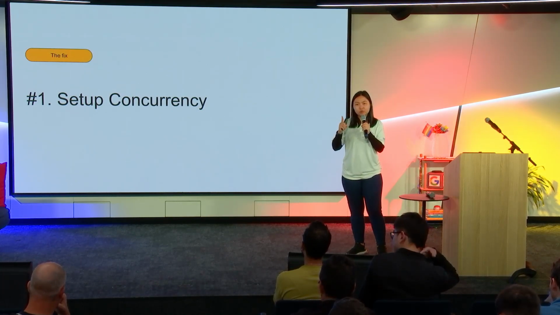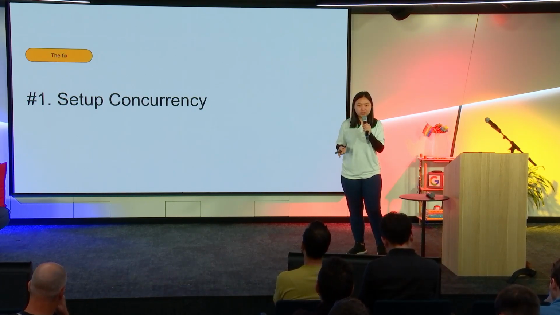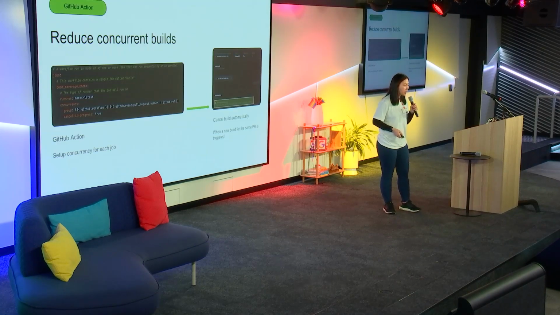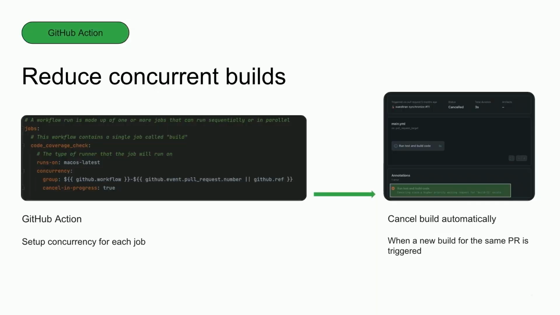Number one is that we will set up concurrency. This concurrency is to avoid multiple pipelines being run at the same time. Because if you run multiple pipelines, only one of them is valid. So what's the point of running multiple pipelines? In GitHub Actions, you can set up concurrency just by adding the concurrency check inside the job itself. So you can see over here, the concurrency will be defined by the group name.